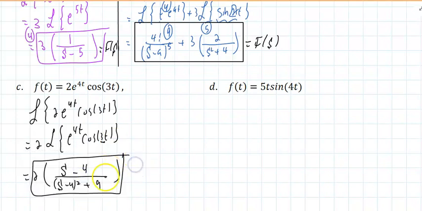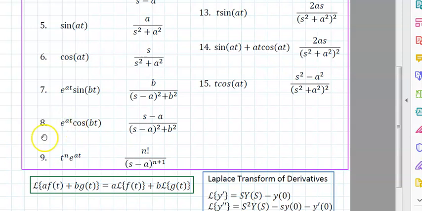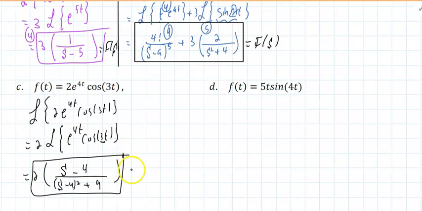All you have to do is tell me clearly what you used to get that. We used the cosine, number 8, so if that's the only thing you use, you have to tell me by 8. You could put that on top of the equal sign, that works perfectly. And you're done with that part. And there's one more to go.